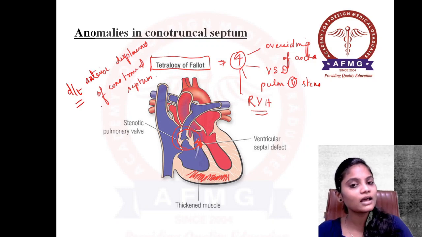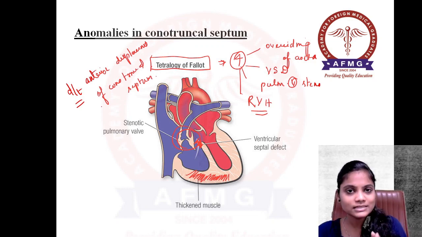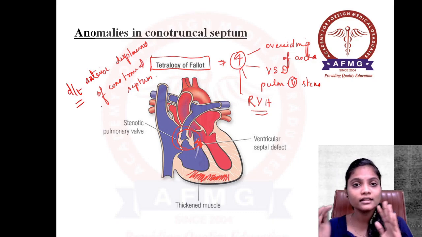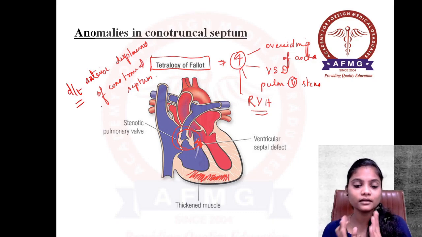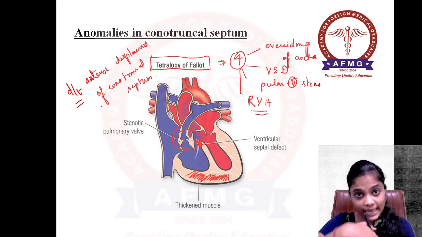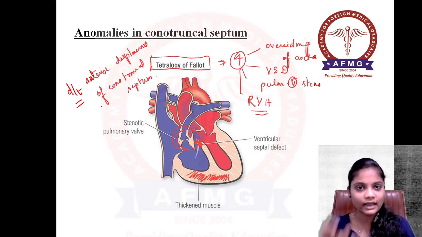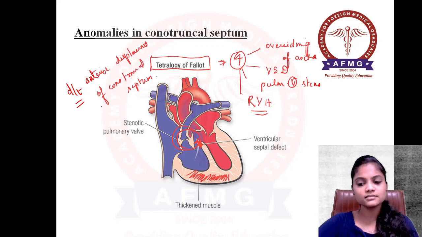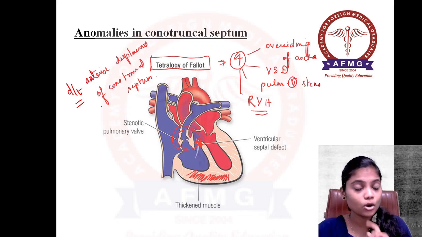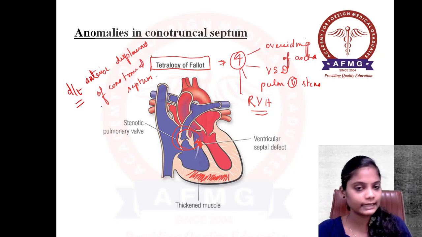Why is this tetralogy of Fallot happening? Because of your conotruncal septum, the cushions and all, they displace in an anterior manner. If they wanted to do it in a spiral manner, they displace in an anterior manner, so that overriding happens in your aorta, and some other defects will also be there. This is one of the anomalies in your conotruncal septum. You have to remember this at any cost.